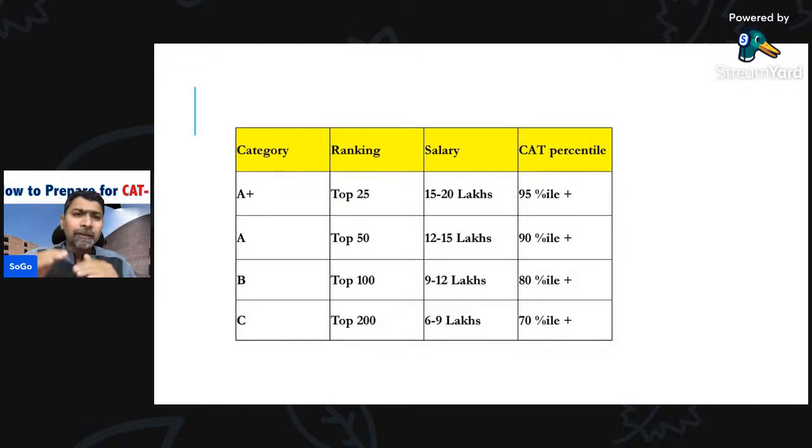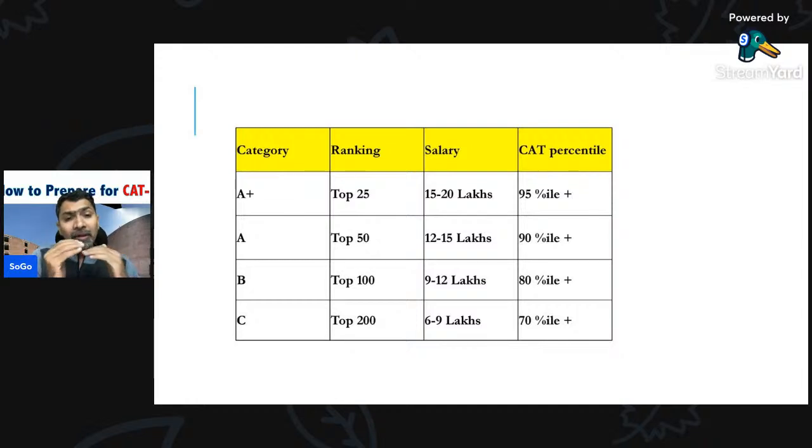15 you sure, but difficult to, they claim, some of them claim, but this is the minimum you should be targeting. So what percentile you can get into these colleges is broadly 95 percentile, you will get into some or the other A plus category college, right? May not be ABC, but yeah, you will get into a good college. A, you will get 90 plus. There are a number of colleges that you can get into with 90%.